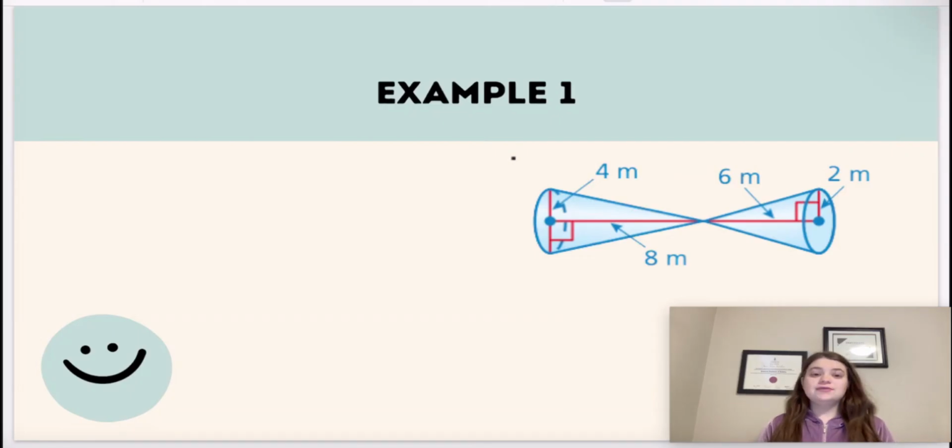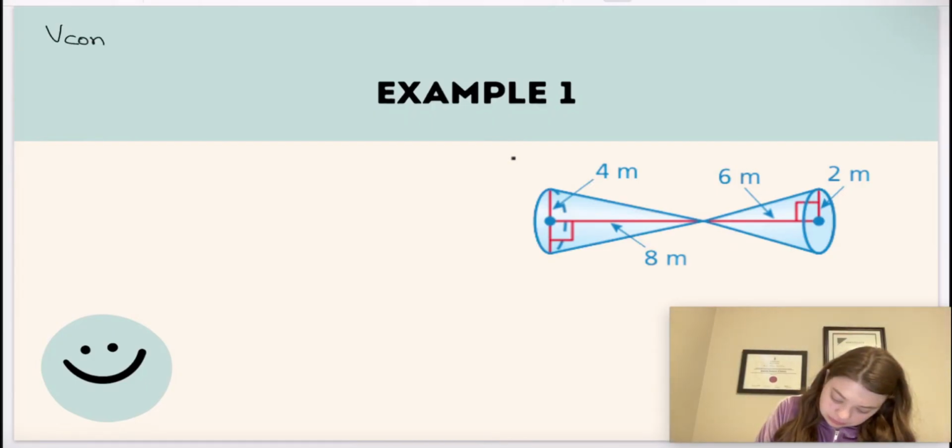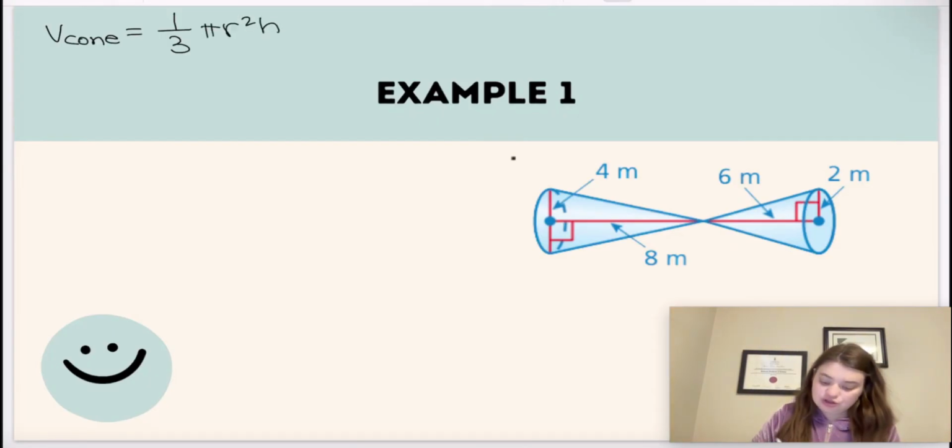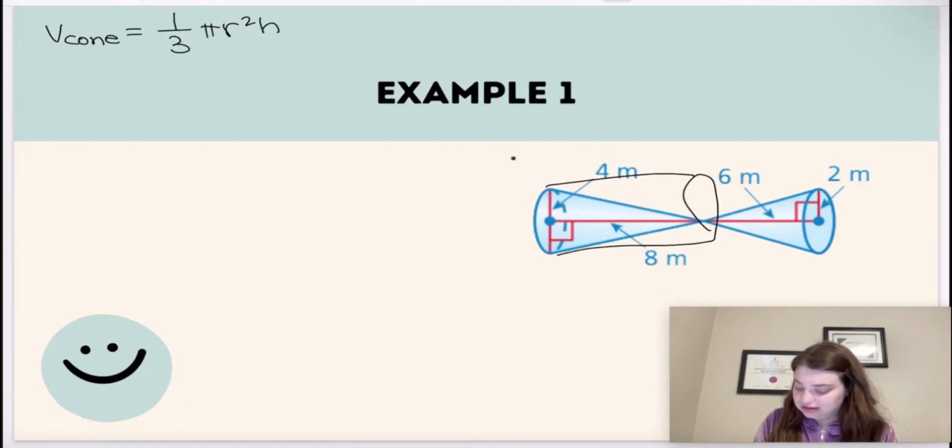So let's remind ourselves, what is the volume of a cone? The volume of a cone in general is equal to 1/3 times pi r squared h. Right? So it's basically the same as a cylinder, except 1/3 of that because it doesn't go the full way. It gets smaller and smaller as it goes along.